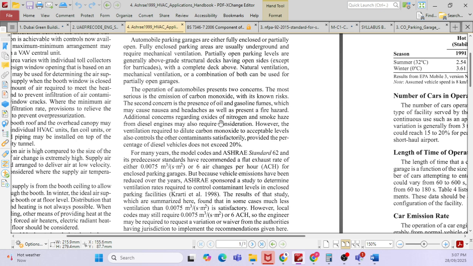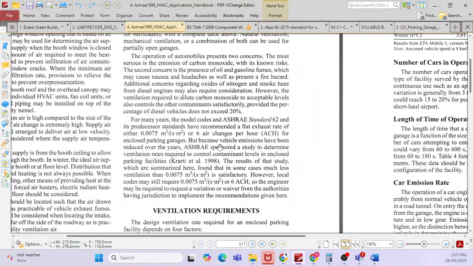You can also see some ASHRAE standard. Additionally, concern regarding oxides of nitrogen and smoke haze from diesel engines may also require consideration. However, the ventilation required to dilute carbon monoxide to an acceptable level also controls the other contaminants satisfactorily, provided the percentage of diesel vehicles does not exceed 20%. If you read this, for many years the model codes and ASHRAE Standard 62 and its predecessor standards have recommended a flat exhaust rate of 0.0075 meter cube per second for every square meter of area, or 6 air changes per hour.